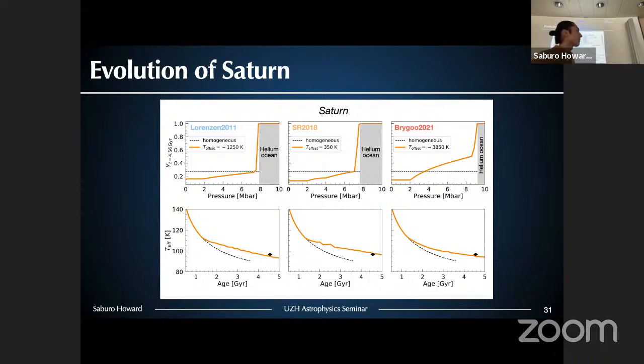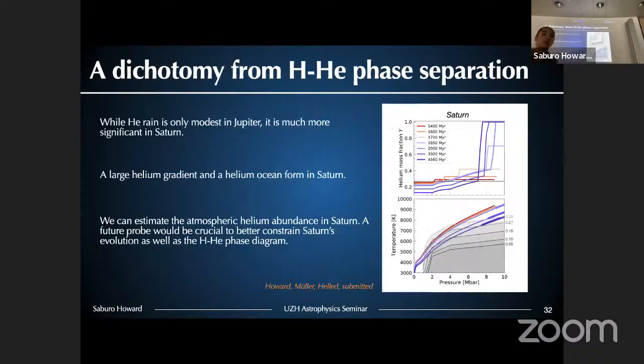So on the one hand, we have only slight demixing for Jupiter, but for Saturn, the picture is really different, and the planet is much more affected by helium rain. This is simply due to the fact that the planet is colder, so helium phase separation starts earlier in the planet. And so in Saturn, you have this large helium gradient, this helium ocean, and we are now able to estimate the atmospheric helium content in Saturn.